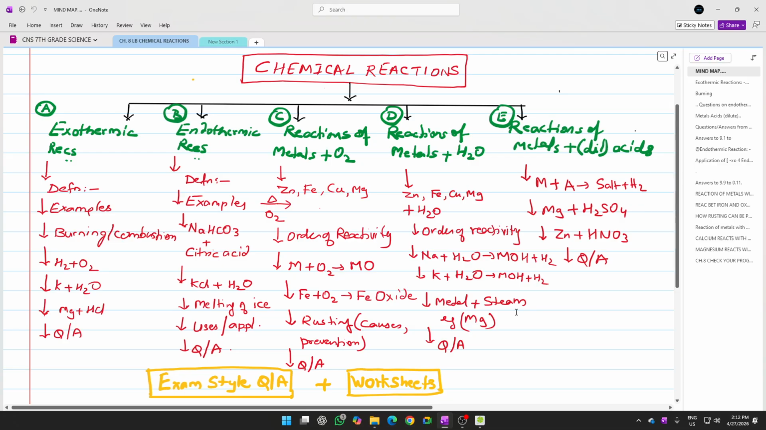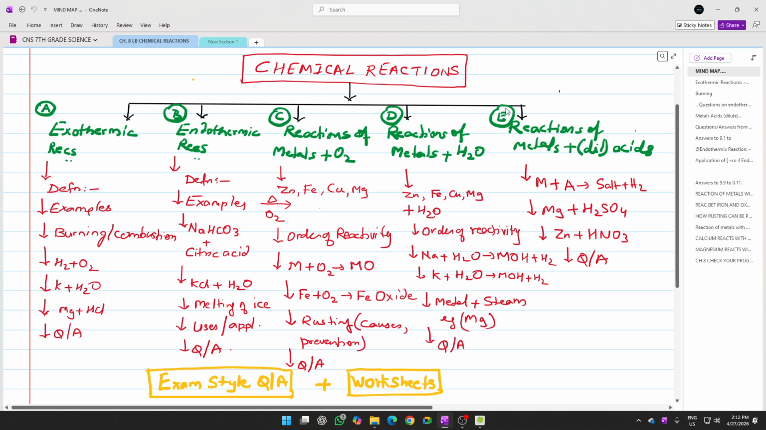And then metal plus steam. So when metals are reacted with steam, what happens? Okay, steam means nothing but water only, but in the vapor state, in the gaseous state. So there we are going to study an example of magnesium. So magnesium, when it reacts with water in the form of steam, okay, what happens? So that we are going to study in detail in this particular section, and of course the question answers pertaining to this particular section D.